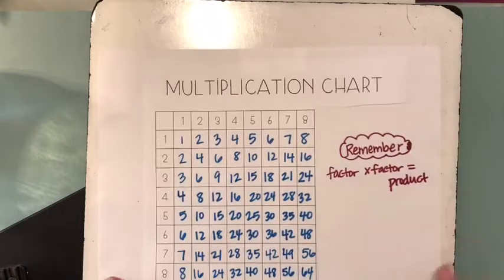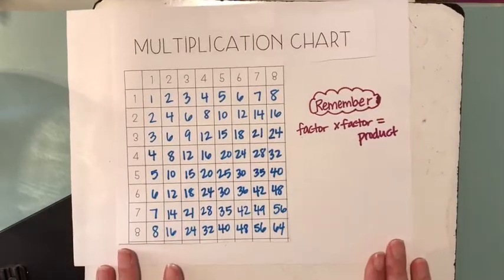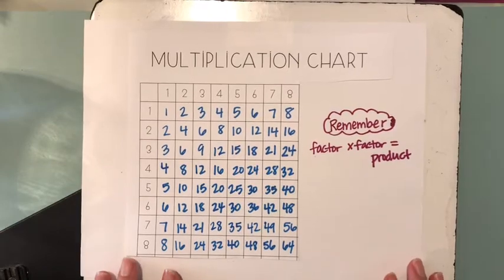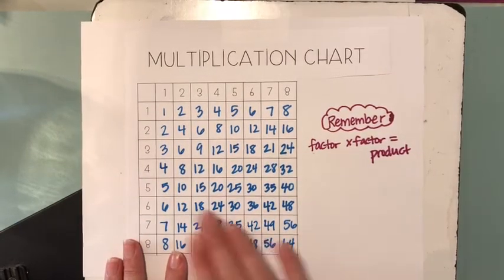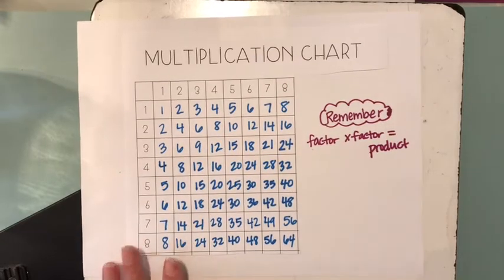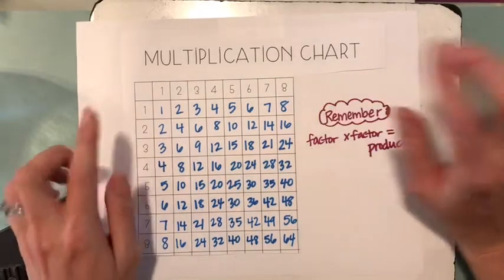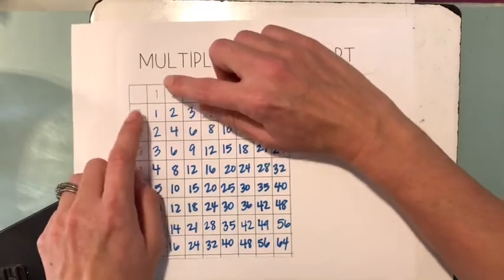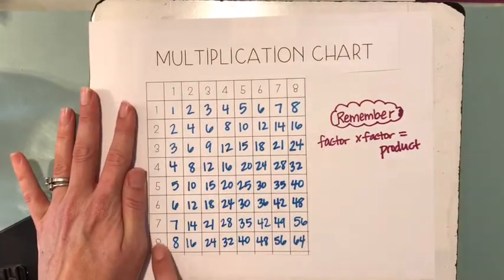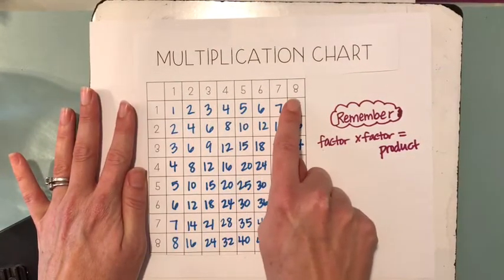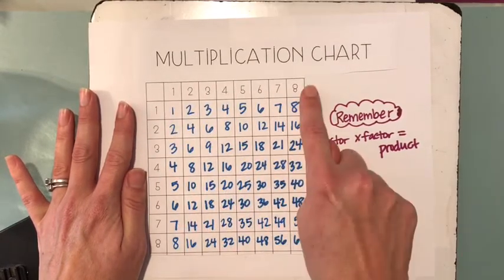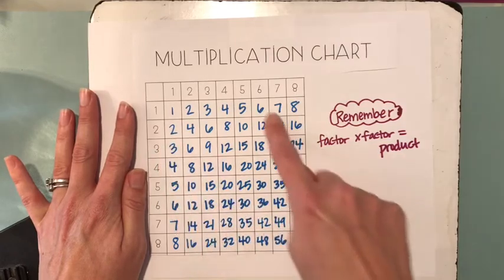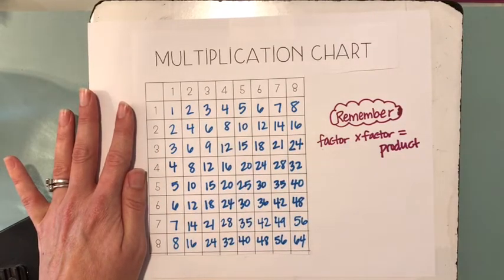Okay, so we are going to use my multiplication chart. I already filled it out because I wanted to save time and not have you wait while I did it. But if you recall, on the outside of your multiplication chart are your what? Those are called your factors, right? Inside the multiplication chart are the products of those factors.